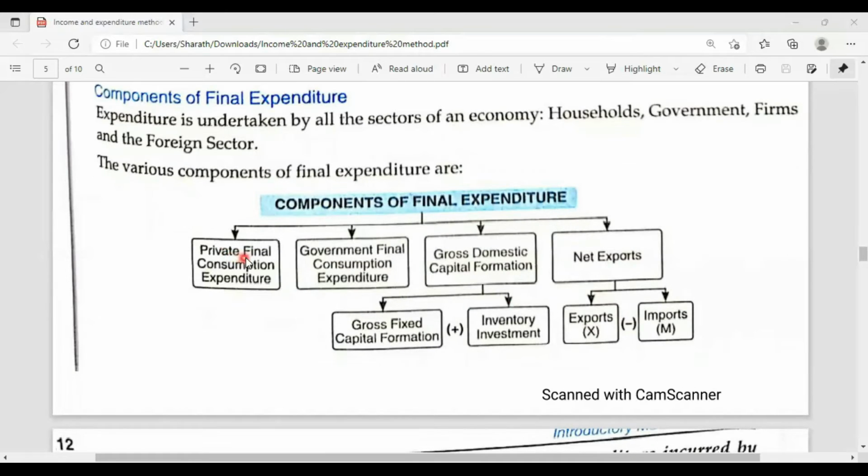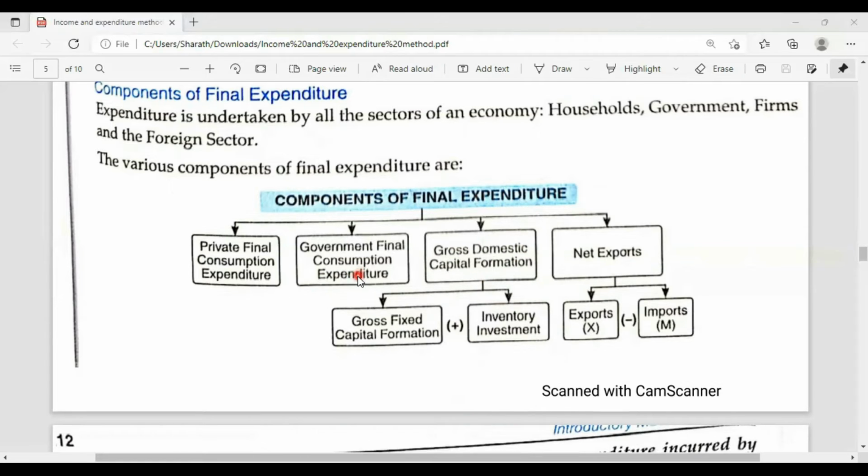Number 1, private final consumption expenditure. Number 2, government final consumption expenditure. Then gross domestic capital formation. Next we have net exports. The first two components are expenditure which come under consumption. Gross domestic capital formation is an investment expenditure. We will try to understand better in the upcoming slides.